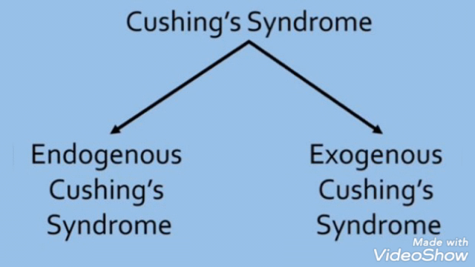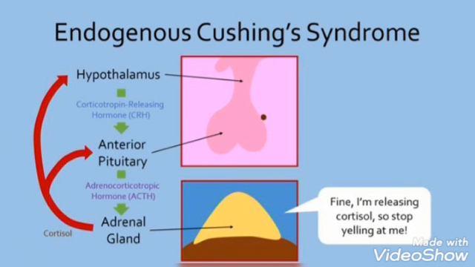Whereas in case of exogenous Cushing syndrome, the reason is medications, especially corticosteroids. So when the patient is taking corticosteroids in case of arthritis or after post-operative. Now let's focus on the etiology of the endogenous Cushing syndrome.